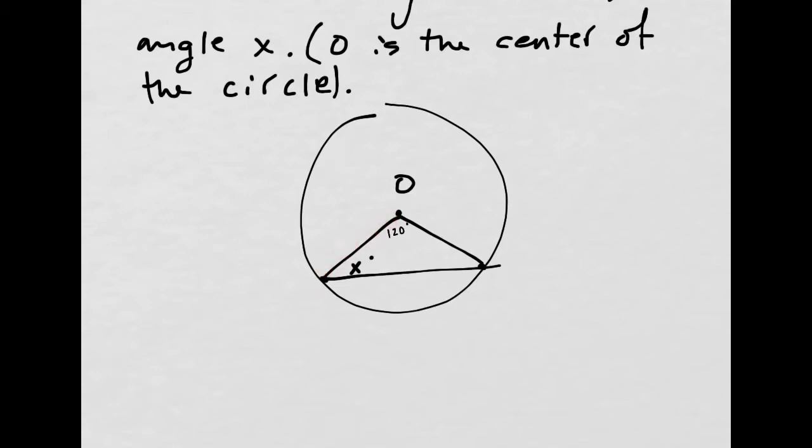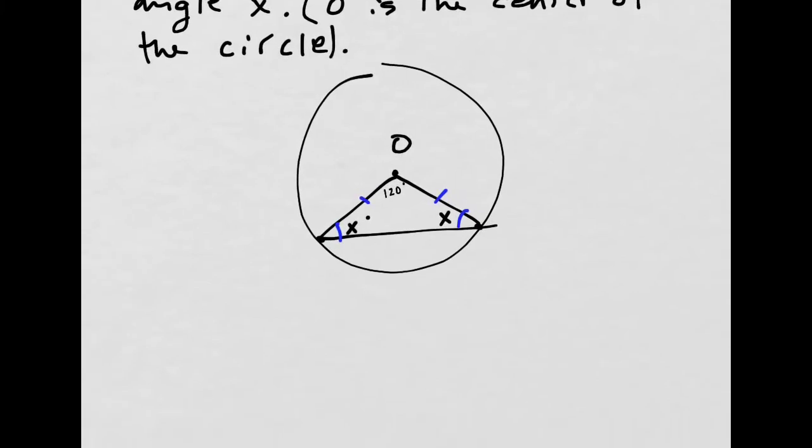The distance from the center of the circle to the edge of the circle is called the radius. So if I drew any radius, they're all the same length, which means that is congruent to that. So this is an isosceles triangle, which means these angles are congruent. So this is also X. And it makes a triangle.